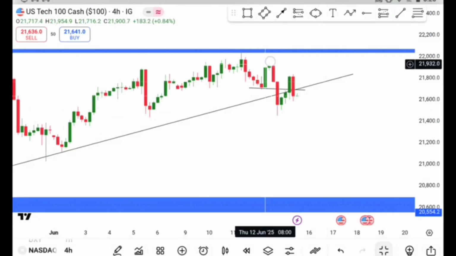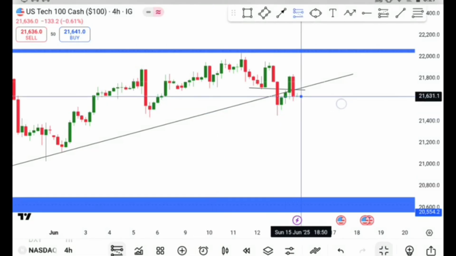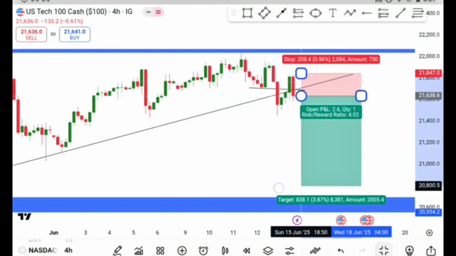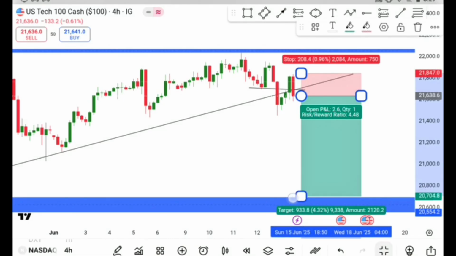So let's look for our entry model. We formed higher highs and now we're forming higher lows at this trade. At this point, we've seen that all our buyers are giving us lower lows and lower highs. So we've changed character from higher highs to lower lows. So from here is a very good point to sell the market to the downside, at least to 20,800 per asset on DXY.